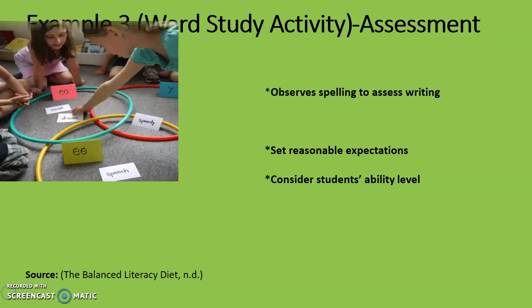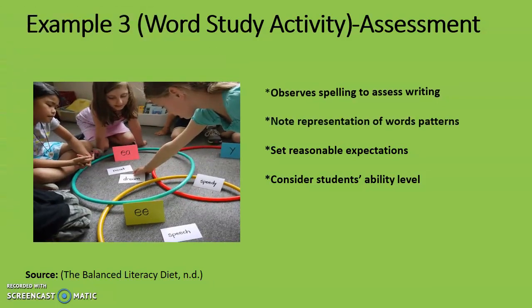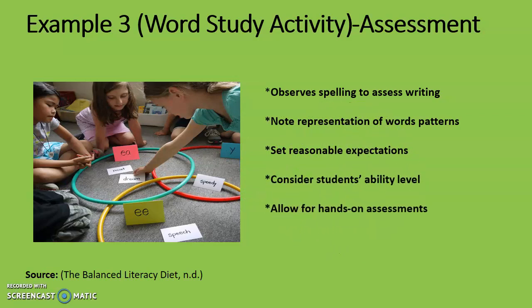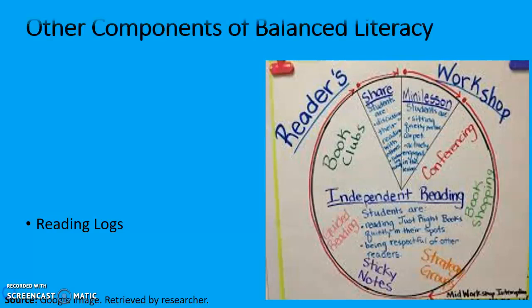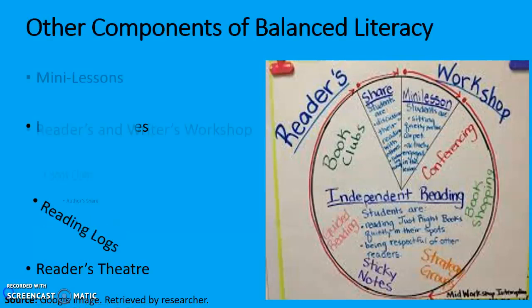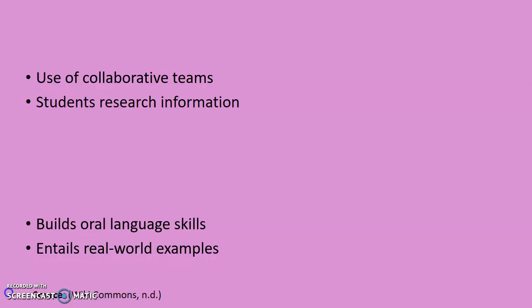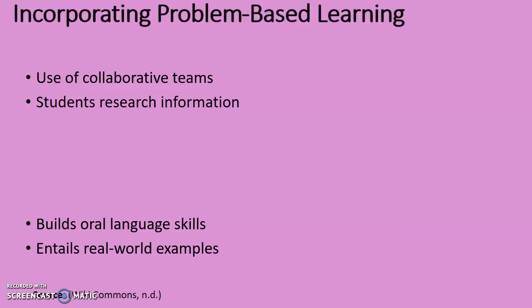Example 3, word study activity assessment. We need to remember that we need to offer authentic assessments, especially during the balanced approach. And this is an example of teachers observing spelling patterns that students are practicing. Here are some more examples of components of balanced literacy that are mixed in during the lessons: mini lessons, reader and writer's workshop, literacy circles, readers theater, book clubs, author shares, reading logs, and literacy projects.